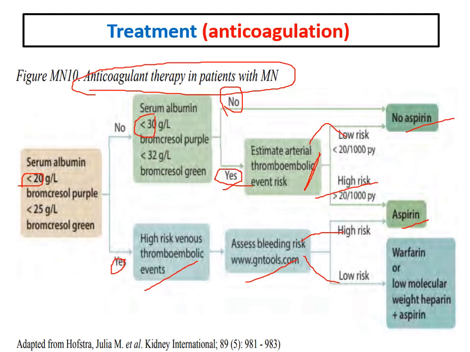Again, if the serum albumin is less than 2, we should assess the bleeding risk. If there is a high risk of bleeding, we can use aspirin. If a low risk of bleeding, we can use warfarin or low molecular weight heparin plus aspirin. If the serum albumin is more than 3, we shouldn't give aspirin. If less than 3 but more than 2, we should estimate the risk of arterial thromboembolism. If there is a low risk for arterial thrombosis, we cannot use aspirin, but if there is a higher risk of thrombosis, we can give aspirin.